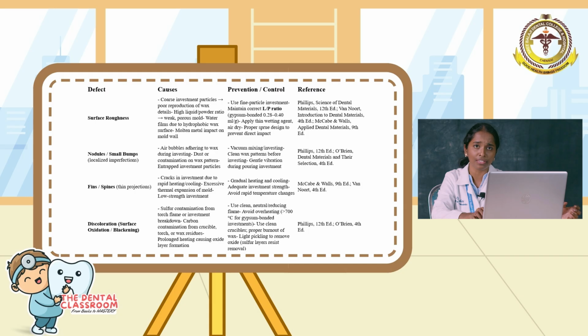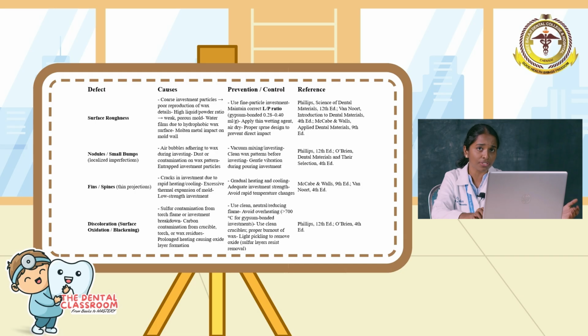The surface roughness is primarily due to coarse investment particles, which can be prevented by using finer investment particles. One of the reasons for coarse investment particles is an improper water powder ratio, which can eventually lead to a weak and porous mold. So always stick to the manufacturer's recommended water powder ratio, apply a thin wetting agent, air dry, and use proper sprue design to prevent direct impact.